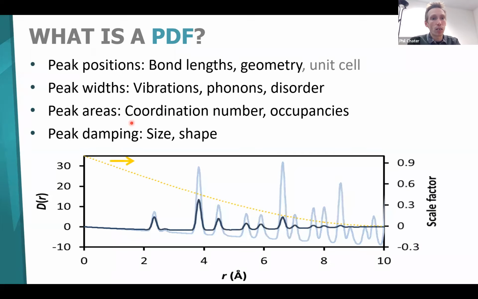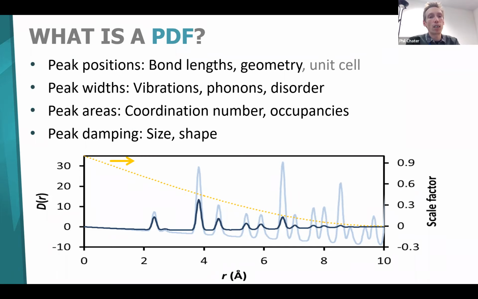And we can also get information on the size and shape of a system from how quickly the peaks damp as a function of R. So if you have a perfectly crystalline system, then in theory, these peaks will go on forever. Whereas if you have a nanoparticle, then the peaks will damp off very quickly and end up at a point where there are no more correlations. And that's because you've now reached the edge of your nanoparticle.